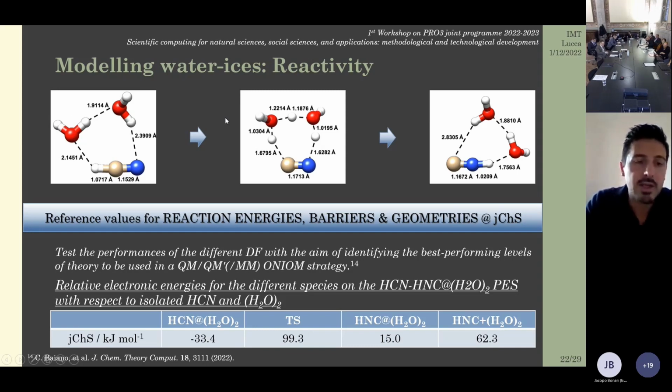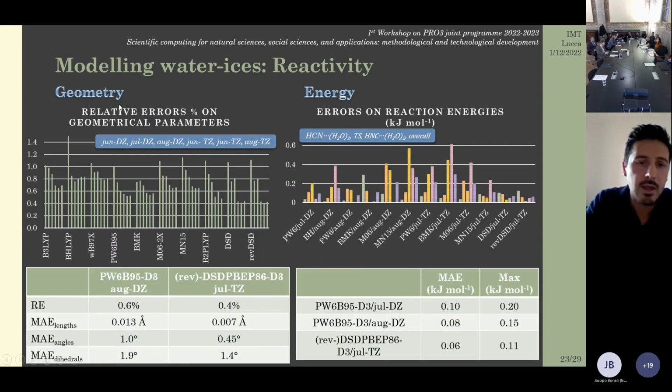Why this simplified system? Because it is small enough to be treated through the composite schemes I presented in the first part, which therefore have been used to generate reference values for geometries and reaction energies and barriers, and the predictions from the different density functional theory methods have been assessed through comparison to these accurate values. The results obtained are here reported.